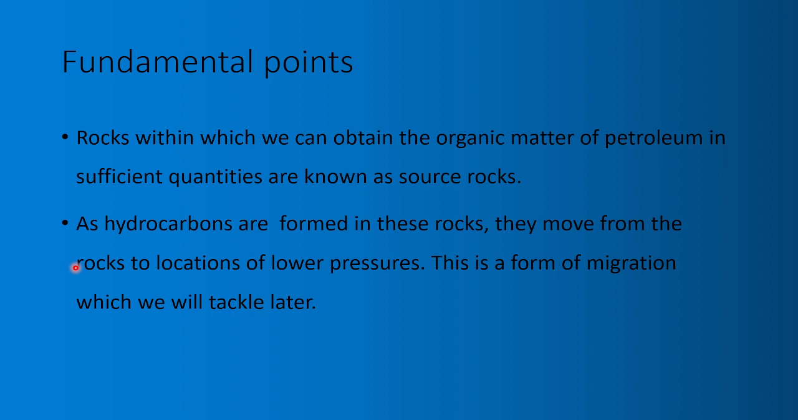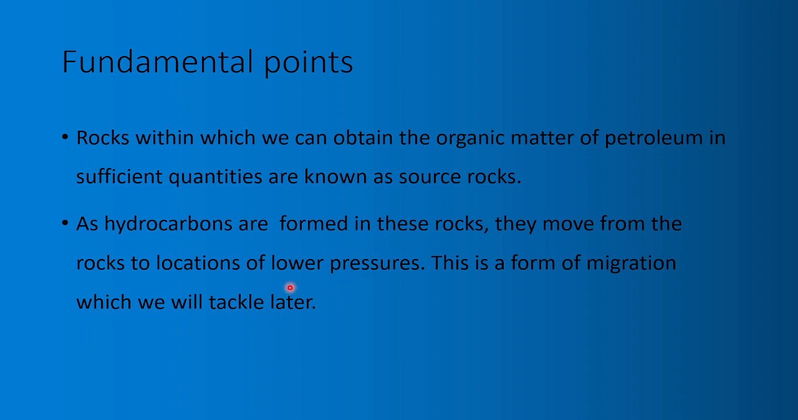Now, there's something we need to know. That's the definition of a source rock. So a source rock is a rock from which we can obtain petroleum in sufficient quantities. And so hydrocarbons are formed in these rocks and they can move from these rocks to locations of lower pressures. When this happens, we have what we call migration. So migration is just the movement of petroleum, and there are two main kinds of migration that we'll be talking about.